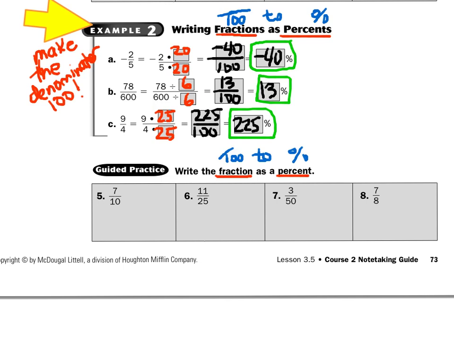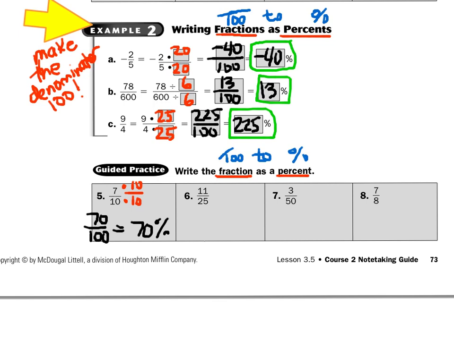So let's try a couple of these together and take a look at number 5, 7 over 10. Well, I could multiply the 10 by 10 to make it become 100. Whatever I do to the bottom, I have to do to the top. So that would just give me 70 over 100, and that would just give me 70%. And I would just box my answer there.